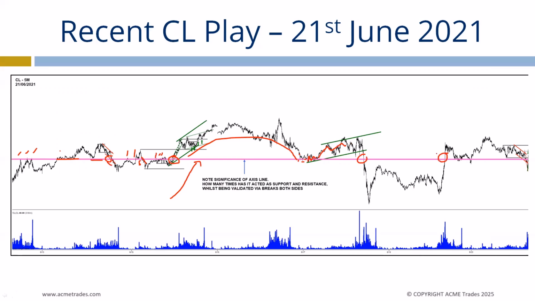And what do valid breaks do? They validate the axis line itself, even though it doesn't touch and bounce off as you would think it would do. It's because there's a commitment to break through this area, which again validates the level. So support and resistance levels don't have to work by support holding and resistance holding. I know that sounds counterintuitive, but if there's a commitment to break through, we classify that as an additional touch.